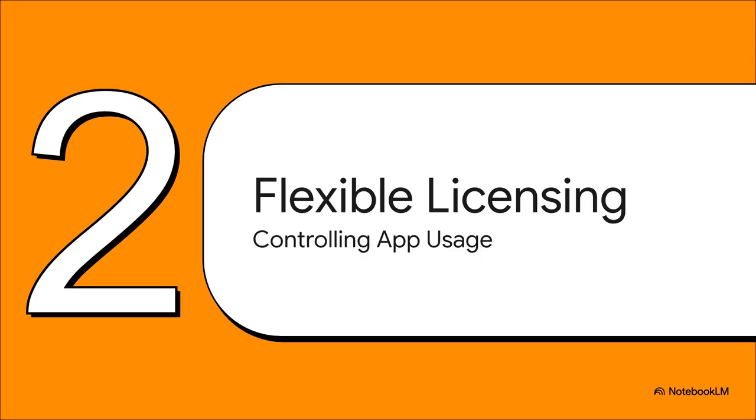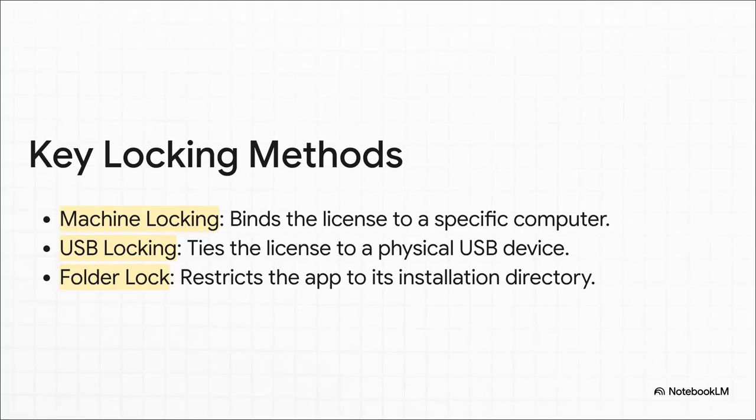So, your application is secure. Now what? Well, the next logical step is controlling how it's actually used out in the world. Let's get into the flexible licensing and locking models that PC Guard offers. You've got options for how you tie a license to a specific context. You can use machine locking, which is super common. It binds the software to a particular computer's hardware ID. For situations where you need portability, you can go with USB locking, which ties the license to a physical USB drive. And for simpler cases, there's always folder lock, which just restricts the app to its installation path.